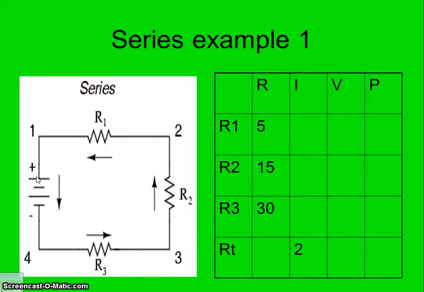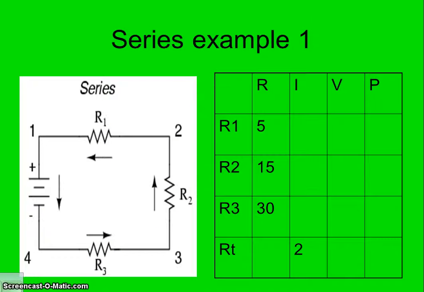Okay, so basically when we talk about that, there is just one loop. Alright, that's what we're talking about. The electrons, when they come out of the battery, have no choice but to go through each of the resistors. So if you have 3 amps, you're going to have 3 amps through each resistor.